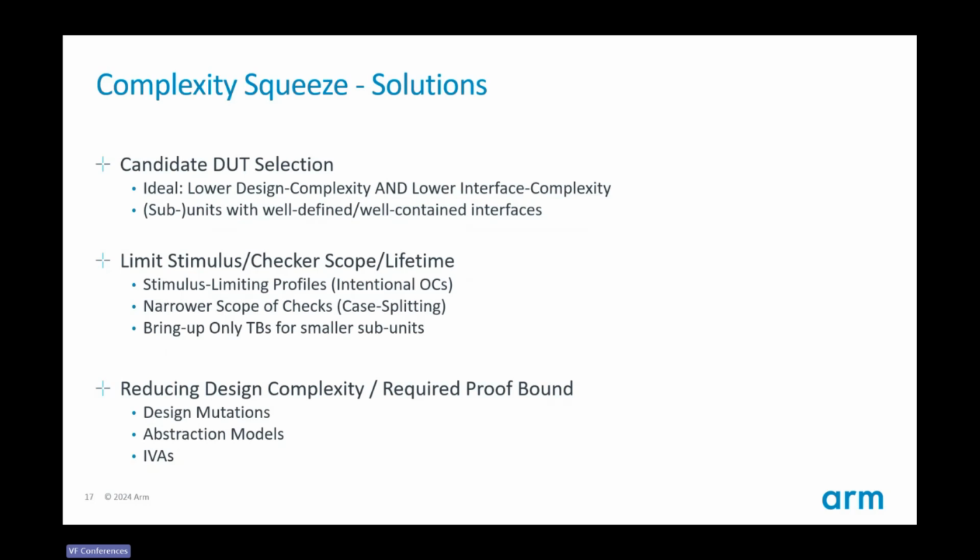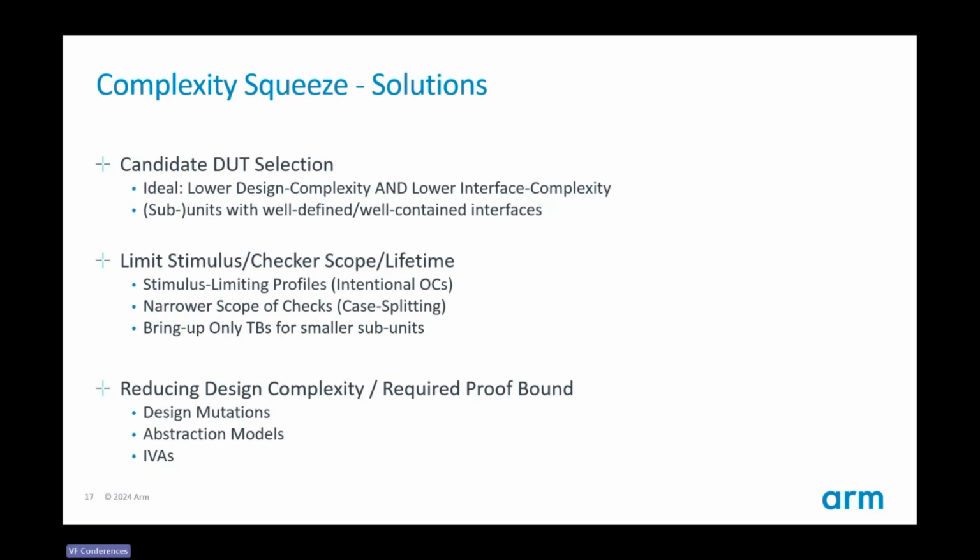The ideal one would be something that has low enough design complexity and low enough interface complexity. And there are such units where things are pretty well defined, and you're at the right size. The other approach is to limit stimulus or checkers, both in terms of scope or lifetime. We have developed what we call stimulus limiting profiles, more structured ones. We statically bucket them and use them.